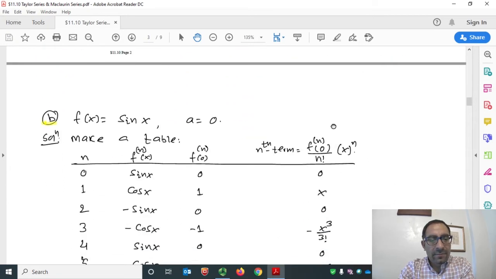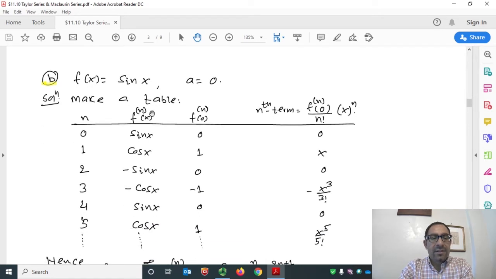Let's move on. Part B. The given function is the sine function and the given center is the origin. Again, we are computing the Taylor series at the origin, that's the Maclaurin series. So make a table: n, the nth derivative function, the nth derivative function evaluated at the origin, and the nth term.